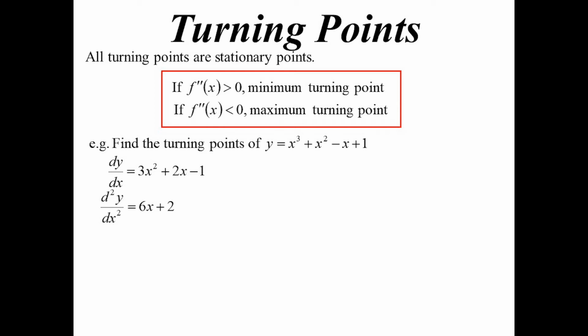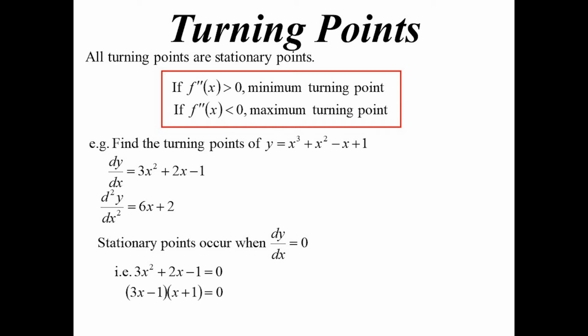Remember your setting out. Explain what you're doing. So the first thing I want to do is go and work out where the stationary points are. So stationary points, I know they're going to occur when that first derivative is equal to 0. So let's go solve that. It's a quadratic.